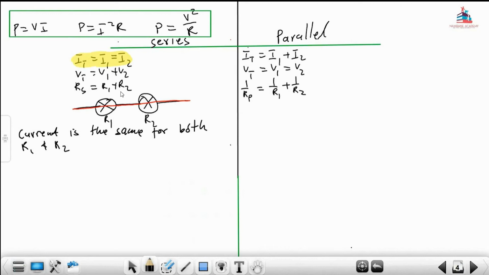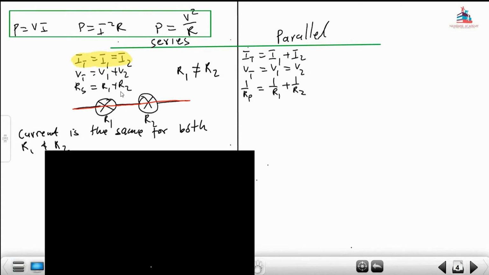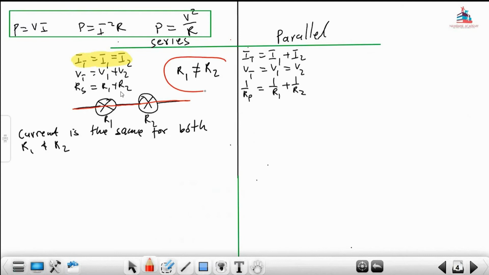So the only thing that is changing, remember we said R1 is not equal to R2. This is what we highlighted. It's not equal to R2. But I know the current is the same for both R1 and R2. So it basically says I need an equation that is going to assist me to ensure that the current is the same. The only thing that is changing now is the resistance. Let's look at the equations we have.